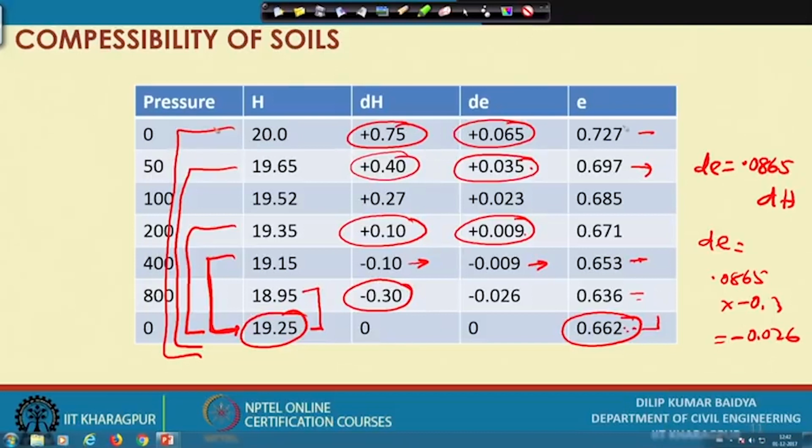So, at 0 pressure, what is the void ratio? At 50 pressure, what is the void ratio? At 100, what is the void ratio? At 400, what is the void ratio? Now, we have got the void ratio corresponding to each pressure. Now, we can plot the e-p curve, and after drawing the e-p curve, we can find out the slope of the e-p curve, a, or a by 1 plus e is the mv, and the range for which you have to find the slope is between 250 to 350.